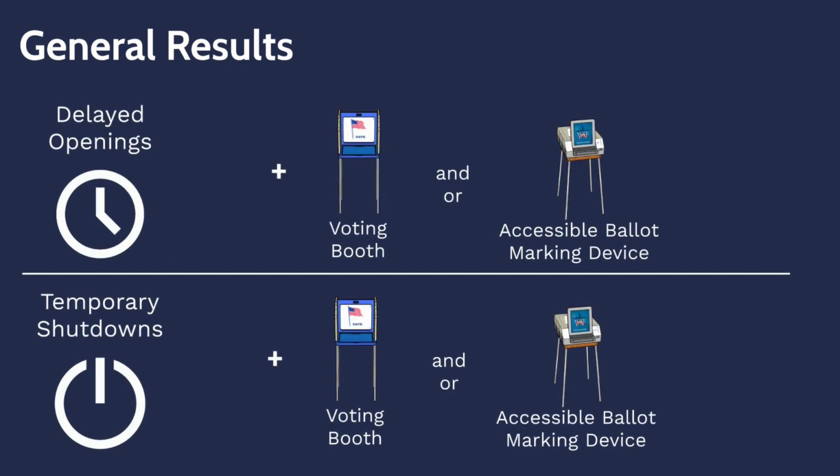For the simulated polling location in this module, the ballot marking process proves to be the bottleneck. As such, increasing the quantity of privacy booths, accessible ballot marking devices, or both, 1 hour after an interruption effectively reduces voter wait times and minimizes the effect of the interruption.